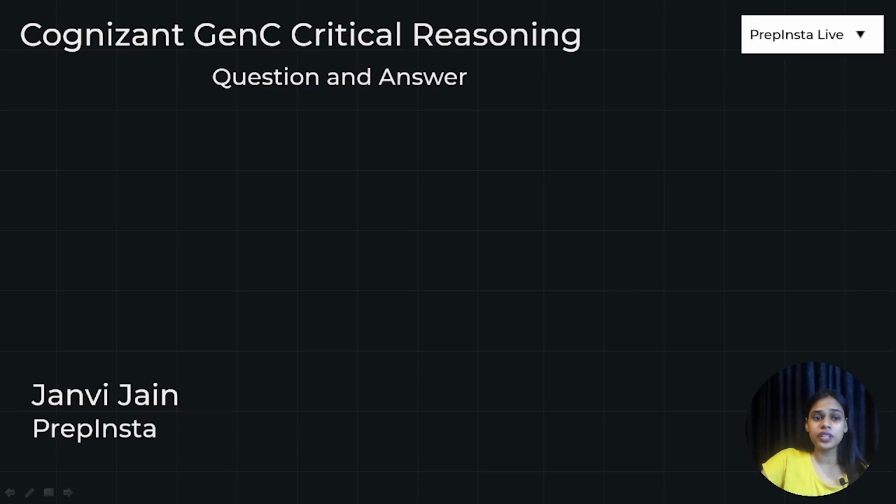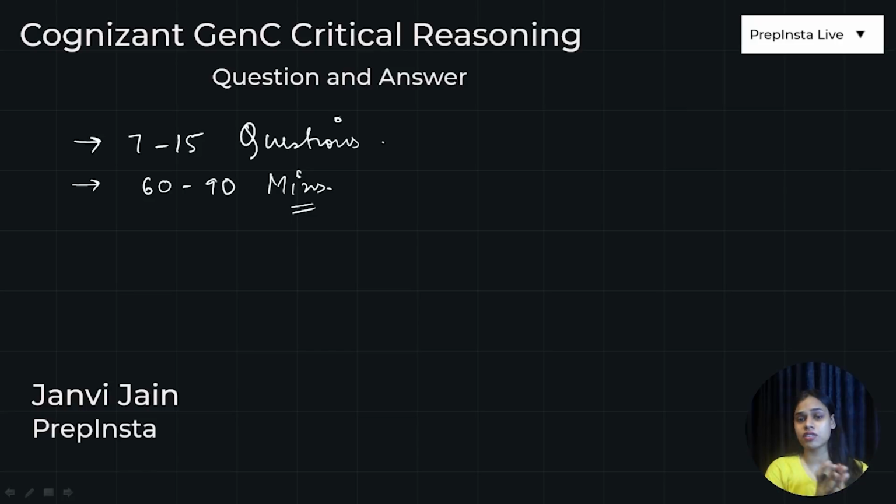So first things first, you are going to get a total of 7 to 15 questions, all right? Now the number of questions is not final, but you can get between 7 to 15 questions. Time limit is 60 to 90 minutes, right? Now this is not a sectional time limit, but a combined time limit for the entire round. This includes aptitude, DI, verbal, logical, critical reasoning, and all other sections as well, right? So this is a combined time limit.